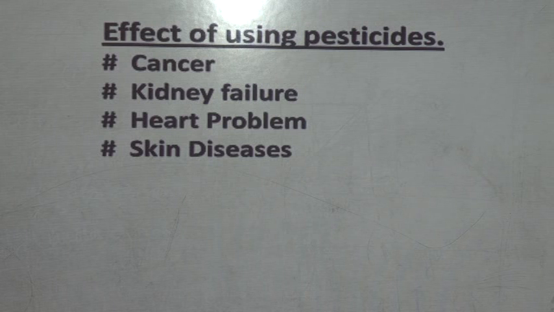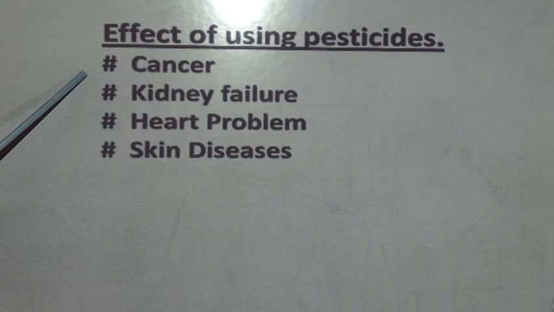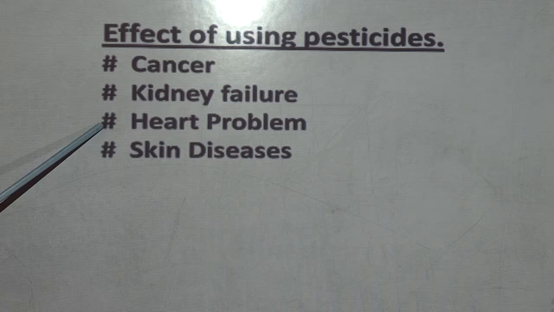Effects of using pesticides. What are the ultimate results of using these pesticides? Number 1, cancer. We know if there is cancer, there is no answer, meaning there is no solution for this cancer. Number 2, kidney failure. Our kidneys fail. Then number 3, heart problems, and then skin disease. These are chronic diseases.